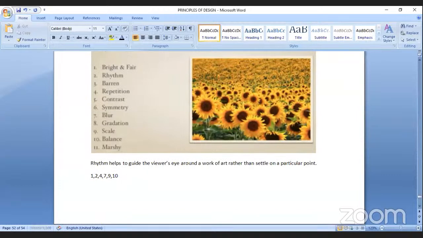Ma'am, can you explain gradation once again? Gradation is the change in color hue. Same color hue, I can say it lightens. Generally it lightens. The shade of the color goes on lightening or goes on darkening, that is called gradation.